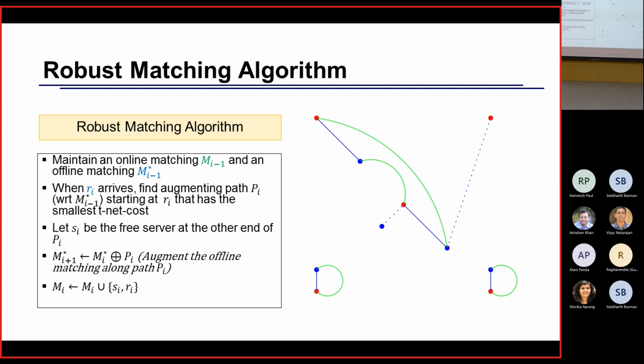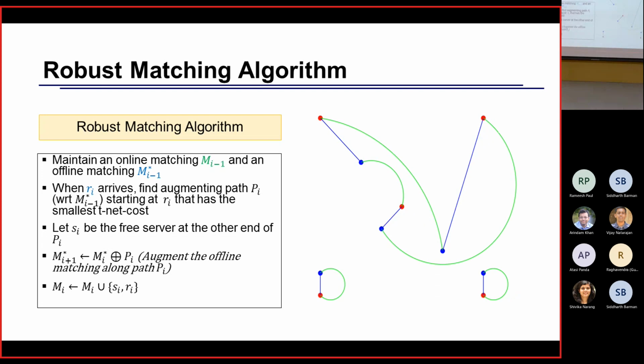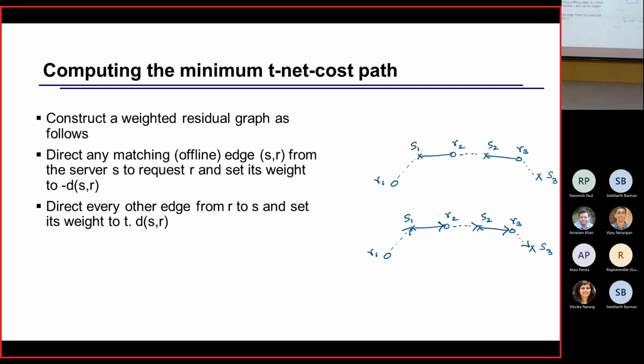That's the algorithm. Every time you get a new request, you compute the minimum T-net cost augmenting path and take the two endpoints of that path, match them directly, and augment the offline matching along this. So online matching just matches the endpoints directly, offline matching just augments the matching along the path. Any clarifications, questions?